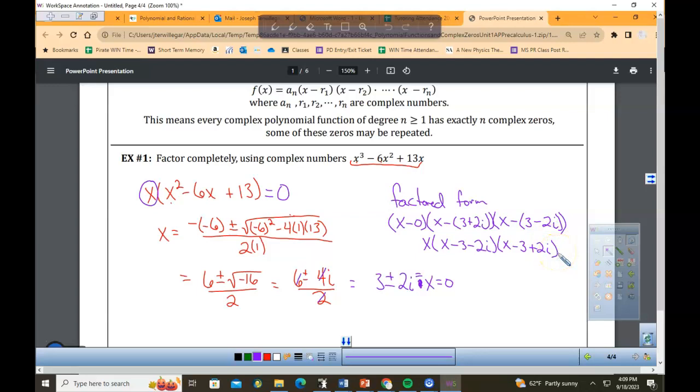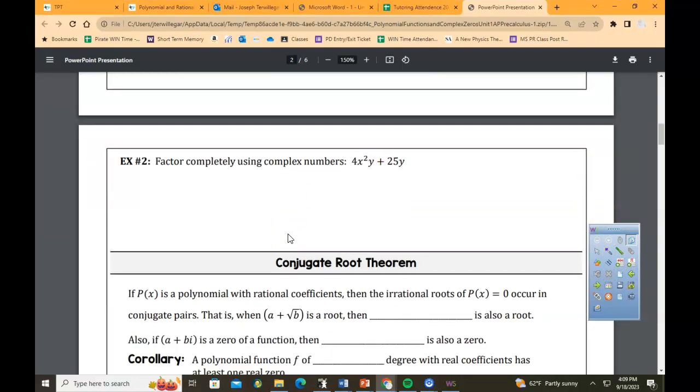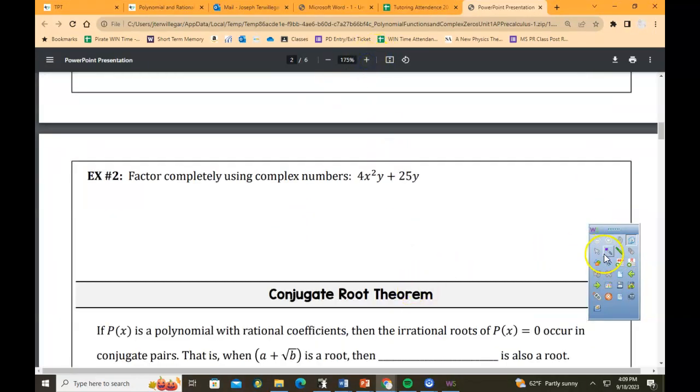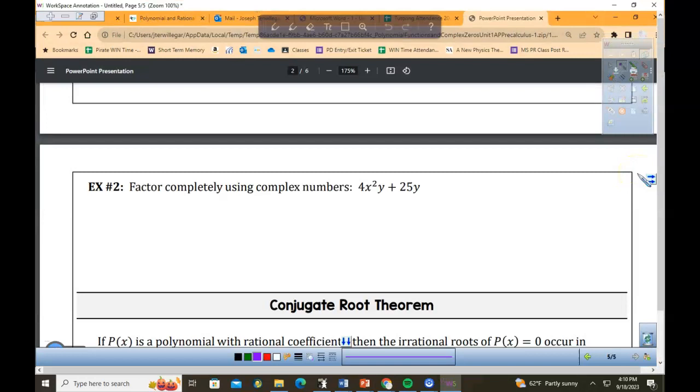What fun that was. Pretty gross, right? But let's keep on trucking. Let's do another one for funsies. Let's factor this beast. All right. Factor this one completely.